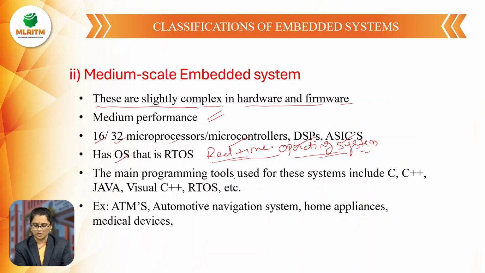So the main programming tools used for these systems include C, C++, Java and Visual C++ and real-time operating system. These are the tools in medium scale embedded system. And examples of the medium scale embedded systems are ATMs and automotive navigation system, means GPS tracking, home appliances and medical devices.